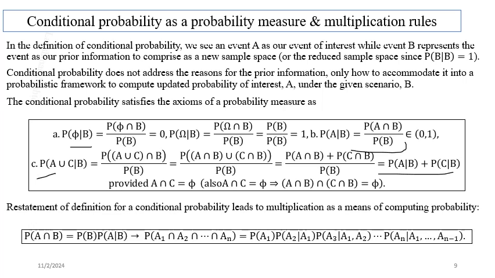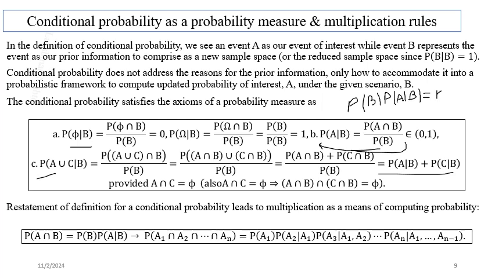Okay. And now we are talking about a restatement of the definition of conditional probability. We had already seen the definition: probability of A given B equals probability of A intersection B divided by probability of B. If you bring probability of B to the left hand side, what will you get? You will get probability of B into probability of A given B, and this one is equal to probability of A intersection B.